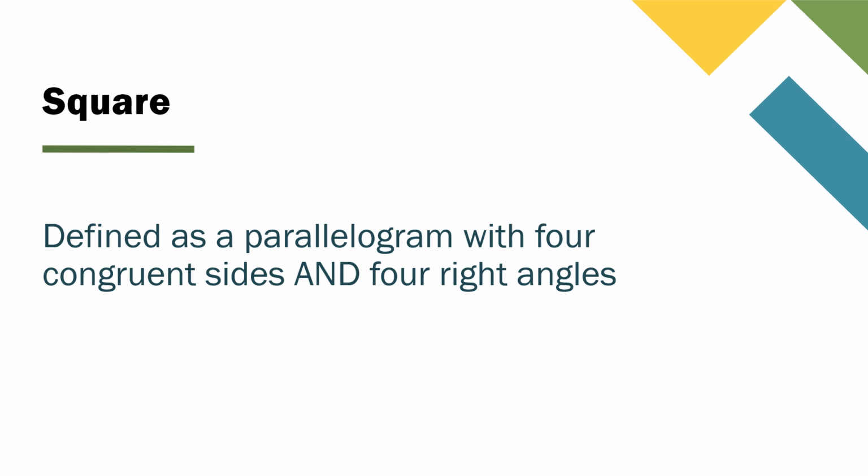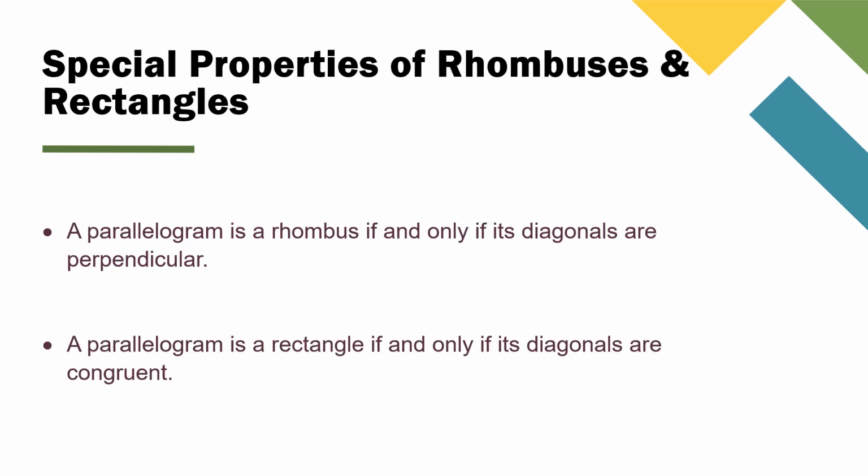All right, and then the last thing I want to mention to you is just the special properties of rhombuses and rectangles. So the first special property has to do with rhombuses, and the second special property has to do with rectangles. The special property regarding rhombuses says that if a shape is defined as a rhombus, its diagonals are perpendicular. Now, what does that mean? That means they cross at a 90-degree angle. All right, so the diagonals of a rhombus cross at a 90-degree angle.